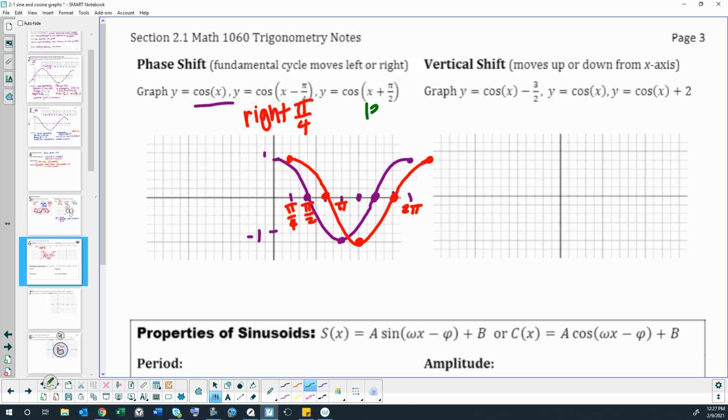What is this one going to look like? Left pi halves. So again, let's take our 5 key points. We're going to go left pi halves instead. There, and that's going to go there. This one's going to go there. Go 1, 2, 3, 4 to here. This one, 1, 2, 3, 4 to here. There it is. I've got my 5 key points to sketch in my graph.